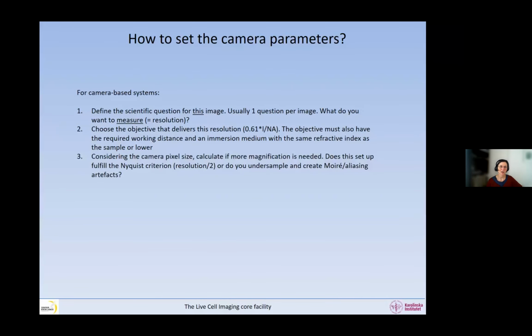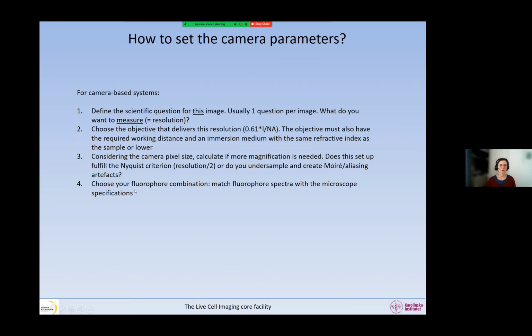And then consider the camera size and calculate if the pixel size on the camera fulfills the Nyquist criterion. And then you decide based on your scientific question if it's okay to undersample on the camera side or not, depending on whether the camera fulfills the Nyquist criterion or not. Then you can add some magnification to actually fulfill the Nyquist criterion, or you can change the objective. If you undersample, then you are going to create some worrying artifacts.